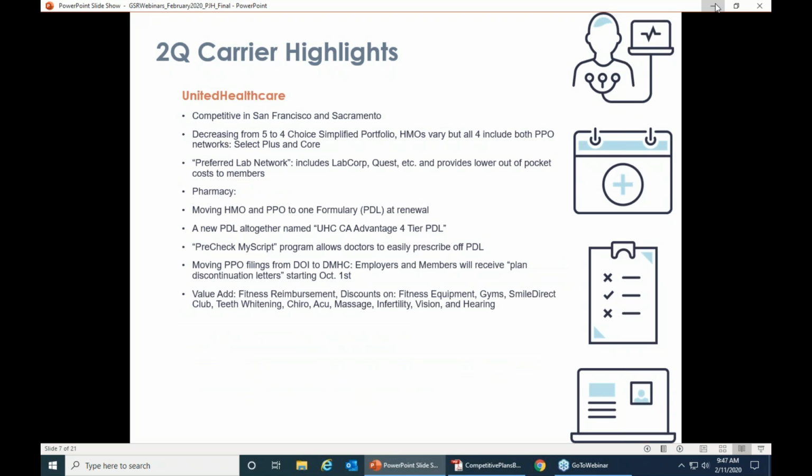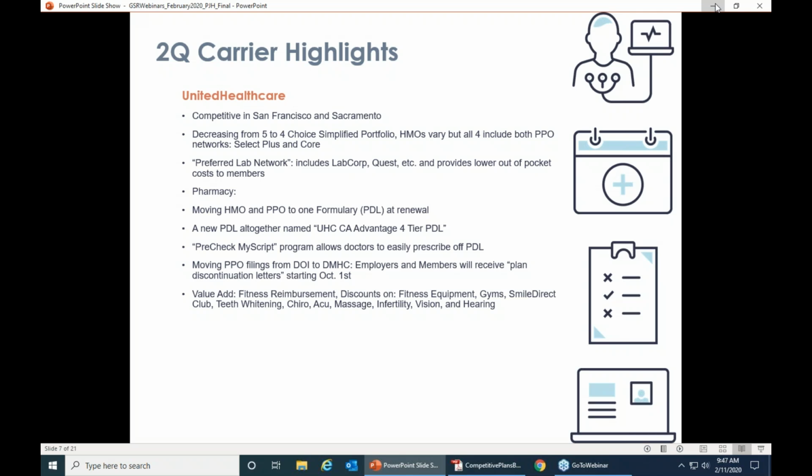United Healthcare, extremely competitive in Sacramento and San Francisco. So if you're in those areas, pay special attention to United Healthcare. Typically, we sell this alongside of Kaiser Direct. Their plan name, they also said we've got Choice Simplified, and a lot of the brokers joked and said there's nothing simple about this. It's very confusing. The nice thing is in 2020, they have simplified. Now we only have 4 plans.